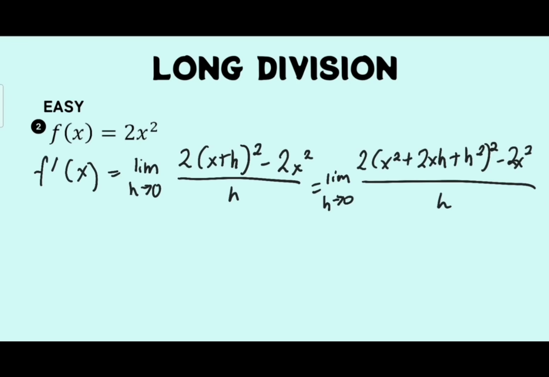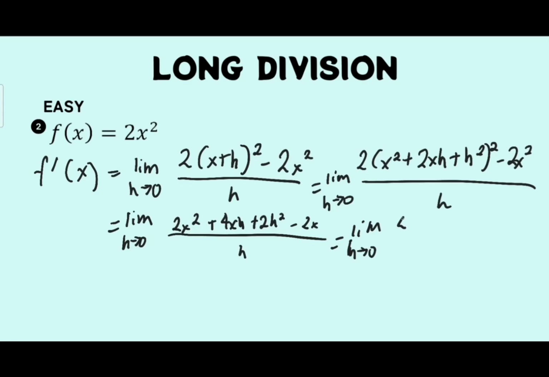Now multiplying the first term, giving us the limit as h approaches 0 of 2x squared plus 4xh plus 2h squared minus 2x squared, all divided by h. Then the 2x squared terms get cancelled, leaving 4xh plus 2h squared all over h.